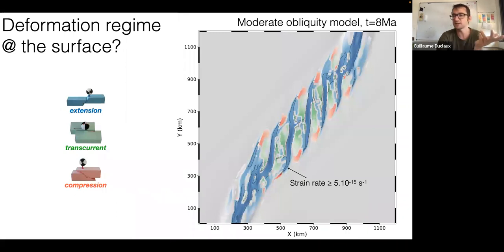And as I showed you before for the rift propagation, I can look at any time in the model at the type of deformation regime at the surface. Again, in blue, you've got the places in extension. In green, you've got the places which are in transcurrent deformation, and in red, places which are in compression. That's the surface view. And what you see is that it's mostly pure extension going on in this model. This is the moderate obliquity model at 8 million years. And the contour in black is showing the strain rate regions which are larger than 10 to the minus 15.